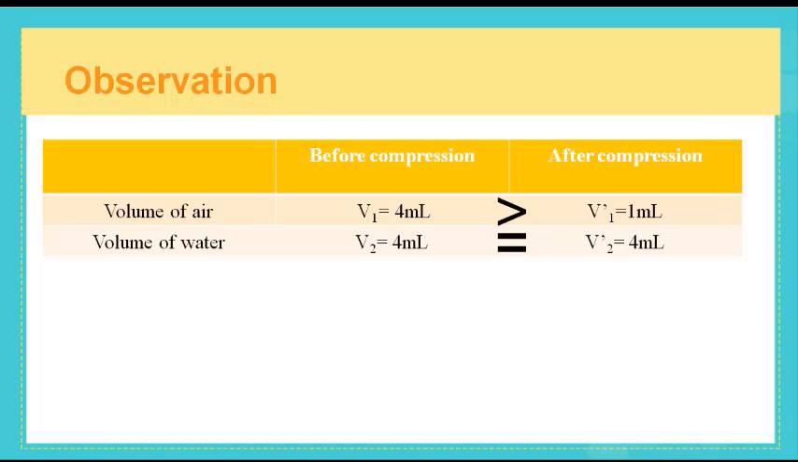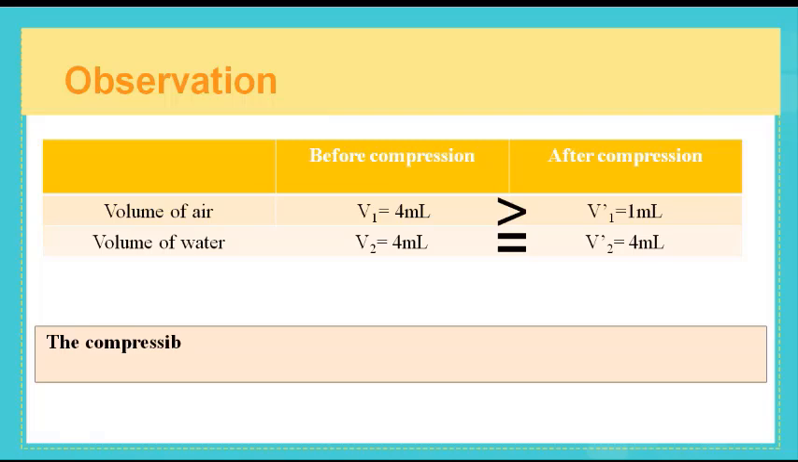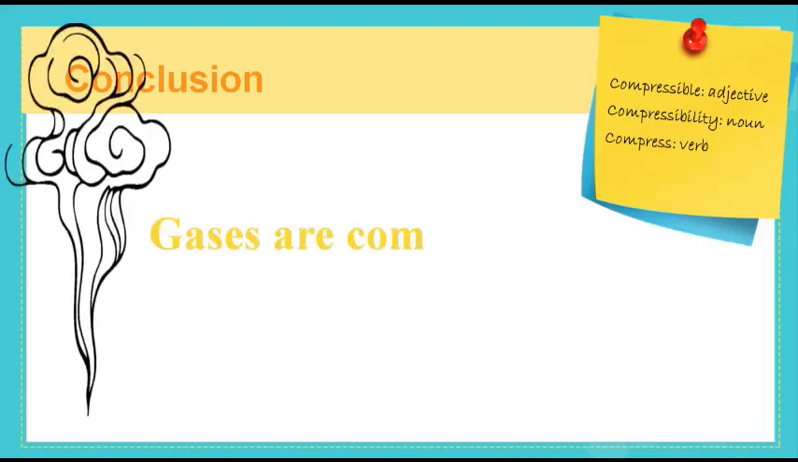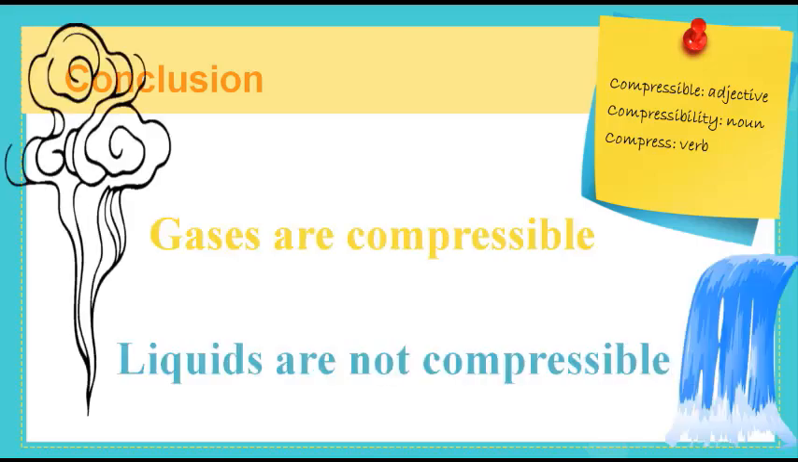And this leads us to a new property called compressibility, where the volume of a certain mass of a body can be reduced. So students, I need you to keep in your mind these 3 words: compressible, compressibility, and compress. As a conclusion, the volume of gas can be reduced, so we can say gases are compressible. However, the volume of liquid can't be reduced, so liquids are not compressible.